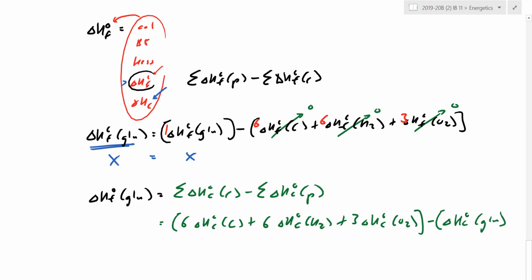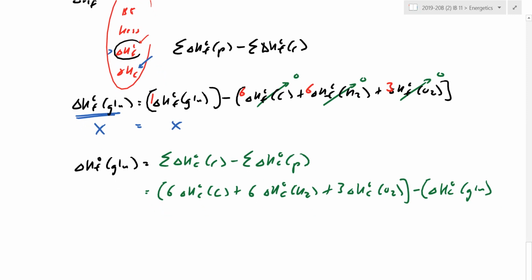This time, at least, we're not going to get X equals X. Because these ones here are heats of combustion, or enthalpies of combustion, these ones can be found in table 13. So again, double check my numbers here. 6 times carbon's value here. Carbon's value I'm getting is negative 394. I think it's 393.5 on the other table. 6 times the hydrogen is negative 286.